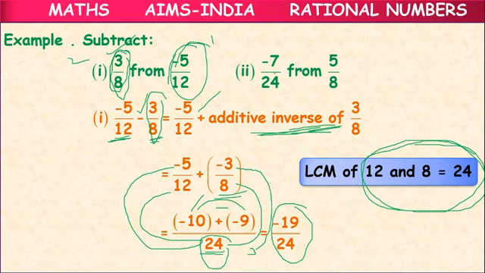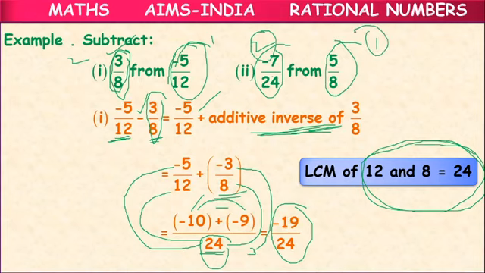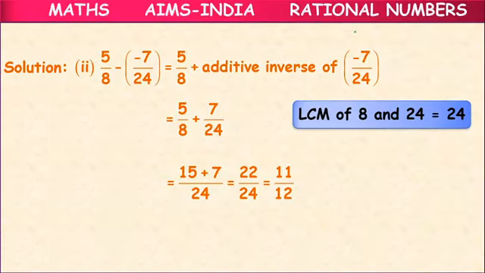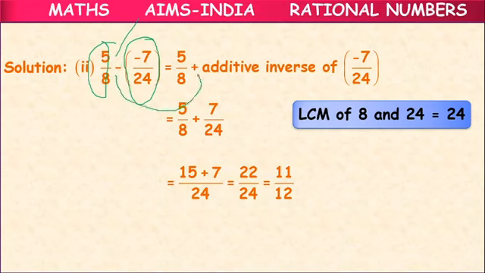So next, minus 7 by 24. We have to subtract this, so this will be the second rational number, from 5 by 8. This will be the first rational number. Okay, children, let's see. Here, minus 7 by 24 is the second rational number to subtract from 5 by 8, the first rational number. The minus symbol we are taking, but subtraction can be written as addition. But what do we have to write? The additive inverse of minus 7 by 24.